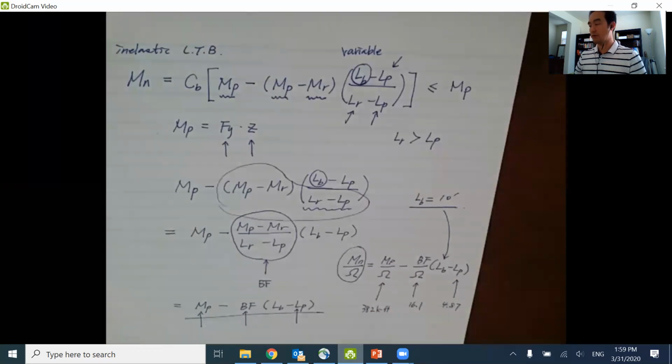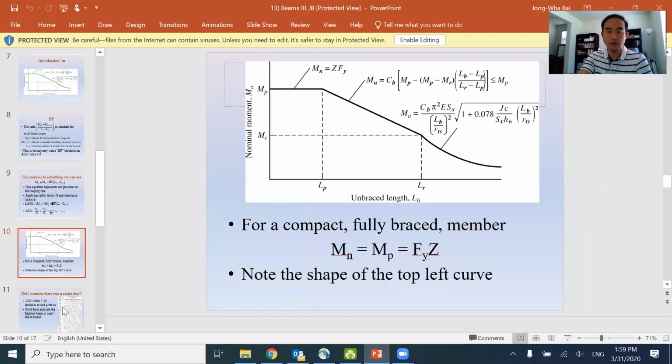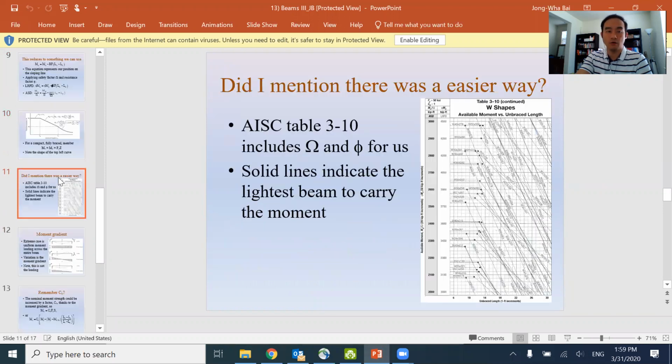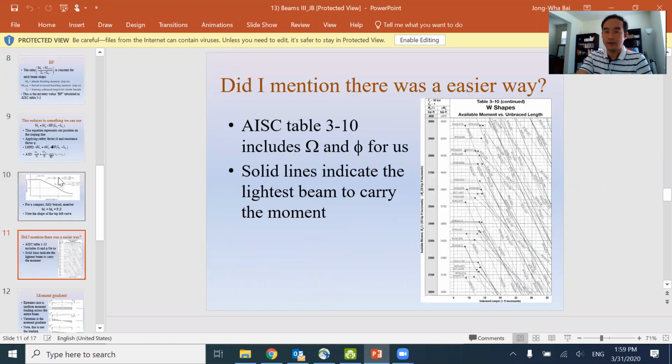And you can do the same thing for LRFD. Just make sure that you copy the number for feet times Mp, feet times BF, and the LP should be the same. Okay, so that's how we can calculate the nominal capacity. There's one additional way, and that's sometimes way easier, and which is table 3-10.